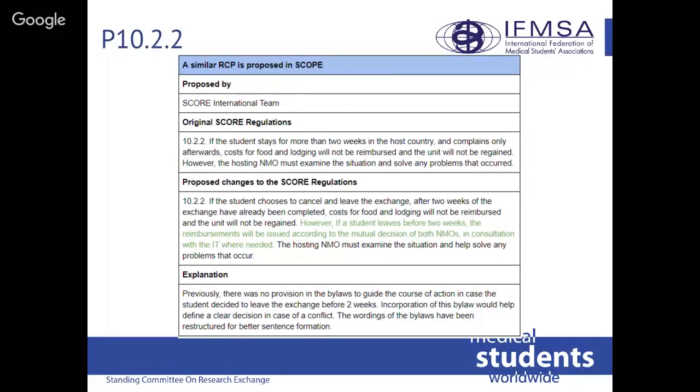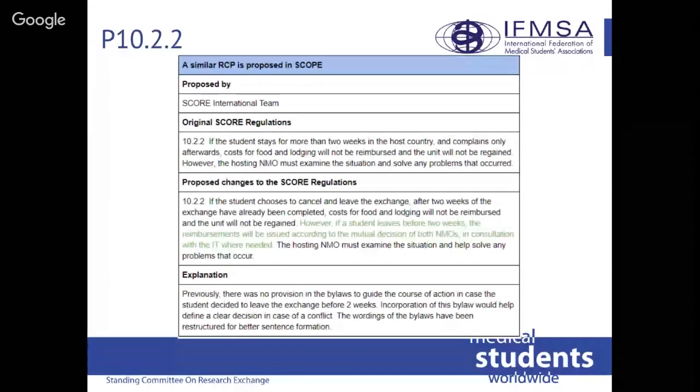So the change is that we are adding a line to this regulation that says, if a student leaves before 2 weeks, the reimbursements will be issued according to the mutual decision of both NMOs in consultation with the IT where needed. In the original regulations, it says that costs for food and lodging will not be reimbursed, but it's nowhere clearly stated that it does. So this is why we are adding this to the regulation, to say something about the case that a student decides to leave before the 2 weeks.